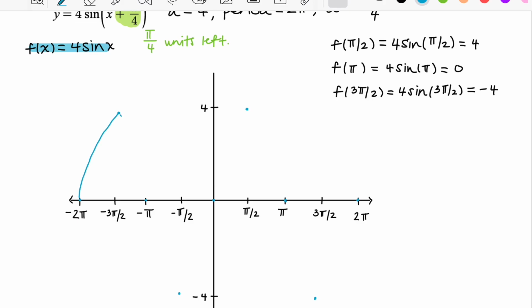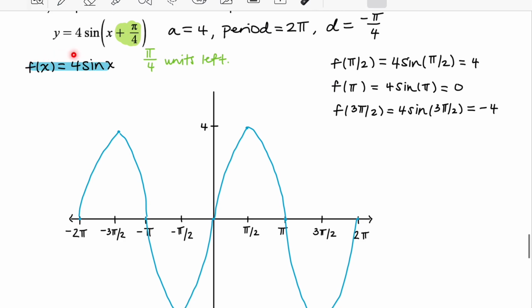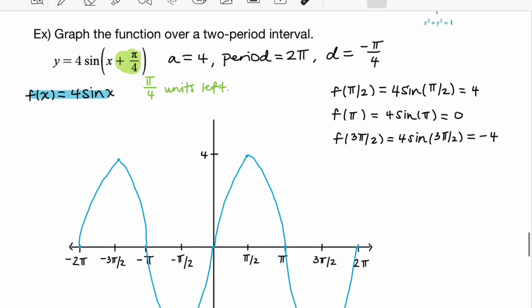So connecting these guys, trying not to make that super pointy. Okay, so we'll get that there. Now remember, this is our function for sine of x. So now if we want to graph 4 sine of x plus pi over 4, we're going to shift this entire thing pi over 4 units left.